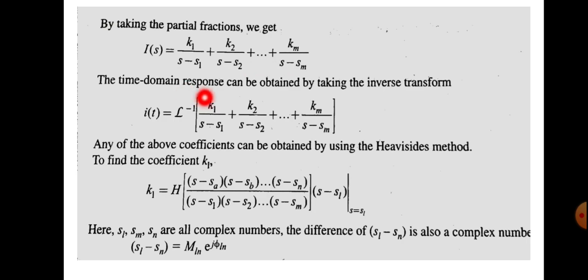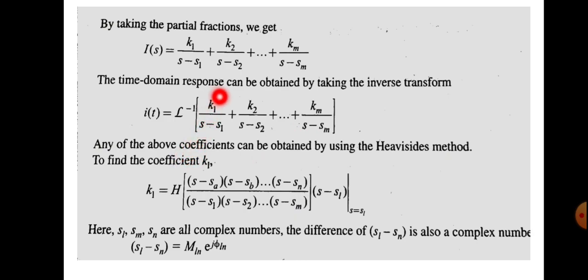The time domain response can be obtained by taking the inverse Laplace transform. So I of t will be equal to L inverse of I of s. What is I of s? I of s is this quantity: k1 by (s minus s1) plus k2 by (s minus s2) plus etc. plus km by (s minus sm). So this is the time domain response.